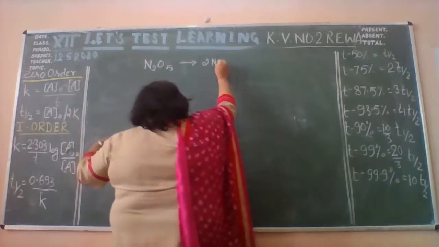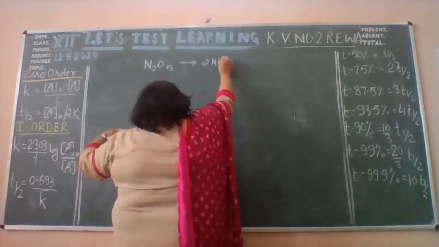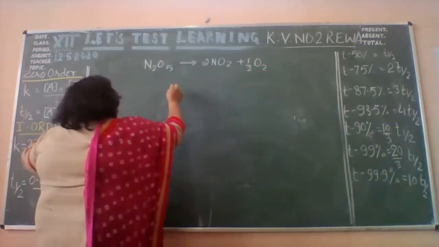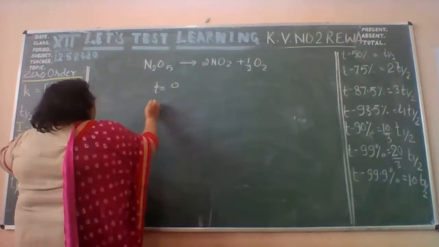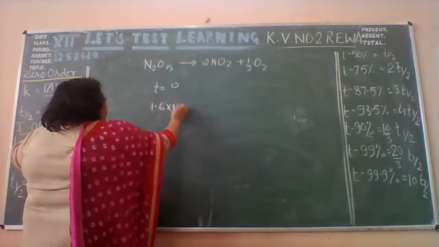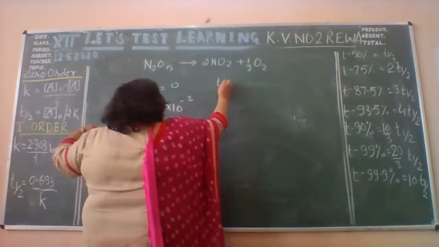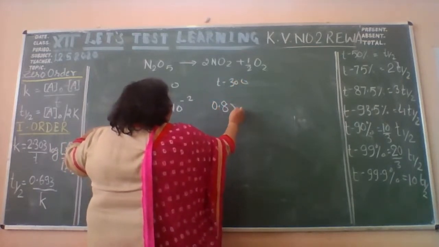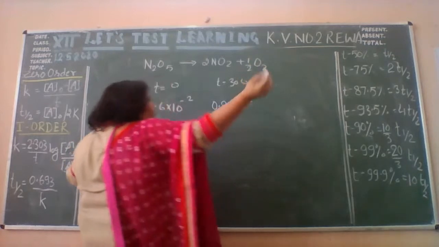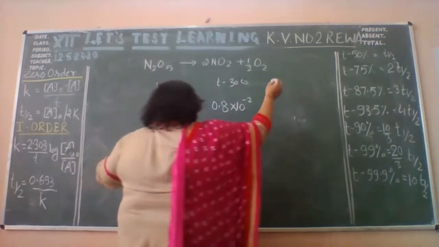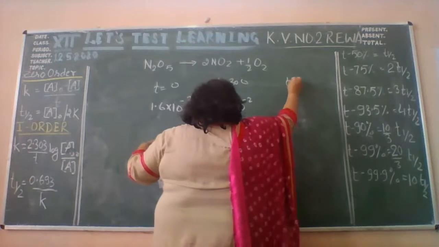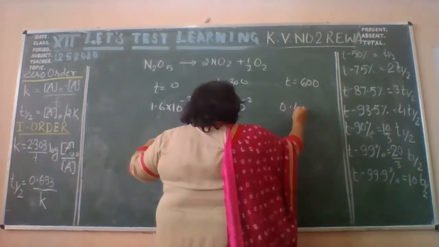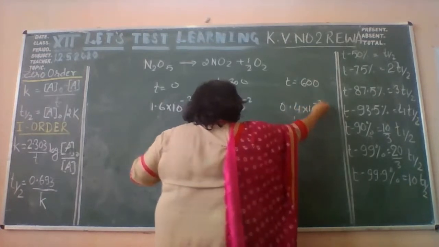See, twice NO2 plus half O2. And here, when T is equal to 0, 1.6 into 10 to the power minus 2, T is equal to 300, the concentration has become 0.8 into 10 to the power minus 2, of course, mole liter inverse, right? T is equal to 600, right? 0.4 into 10 to the power minus 2.